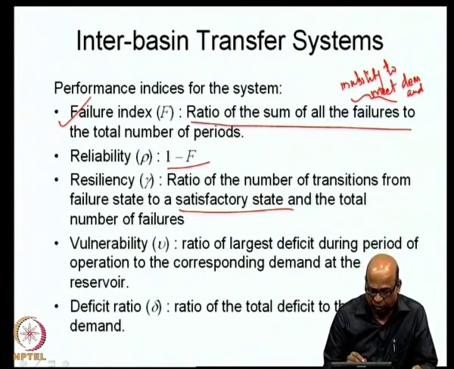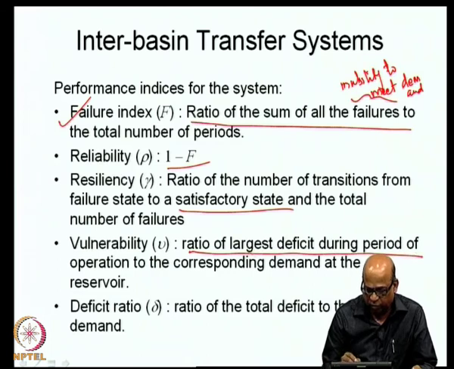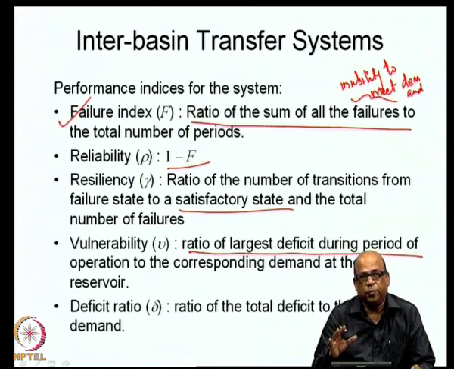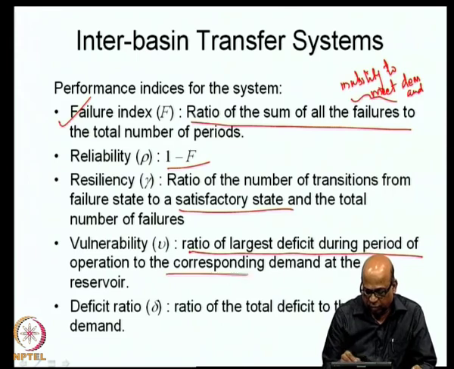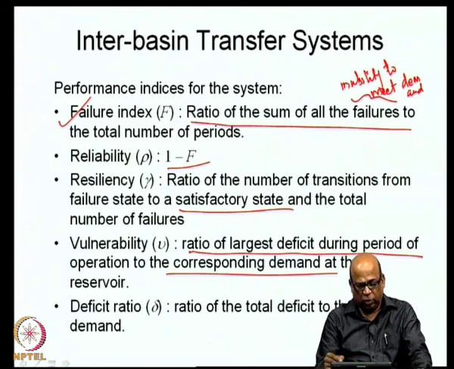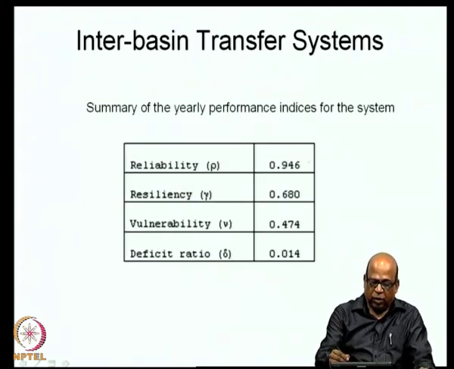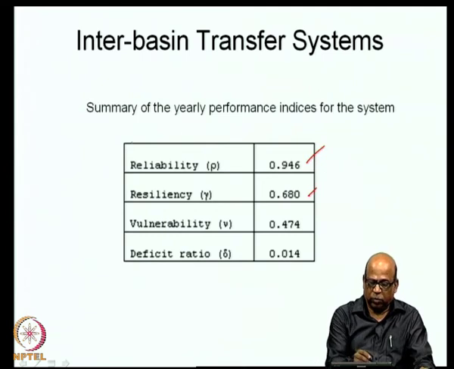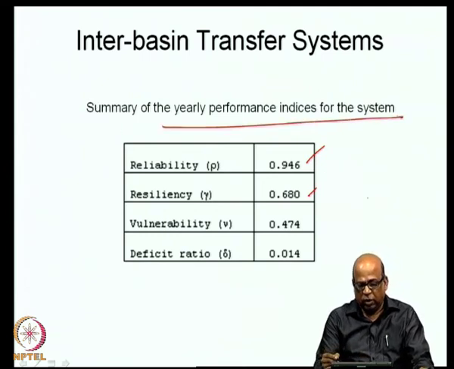Similarly, vulnerability. In this particular problem, we define it as the largest deficit that has occurred divided by the corresponding demand, and deficit ratio as the ratio of the total deficit to the total demand. Like this, we define different performance measures and look at how the performance of the system has been. So, yearly performance of the entire system looks something like this. We would like to have a system with a high reliability as well as a high resiliency, but low vulnerability and low deficit ratio.